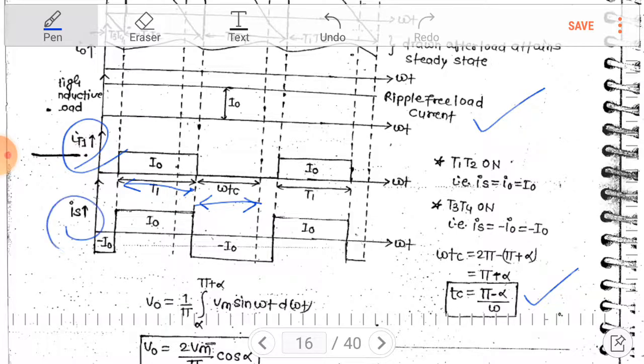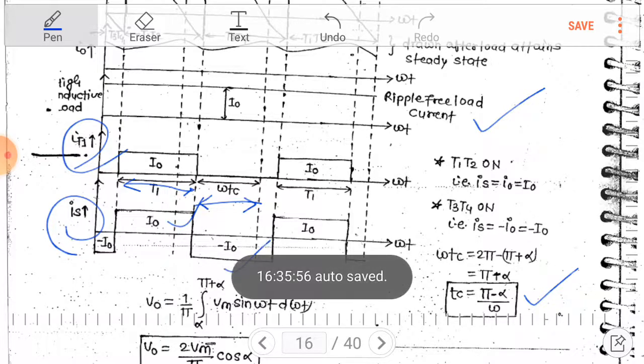And the circuit turn off time is equal to pi minus alpha by omega. This is the source current waveform. Here the source current is a combination of two waveforms, of the positive group thyristors and the negative group thyristors.